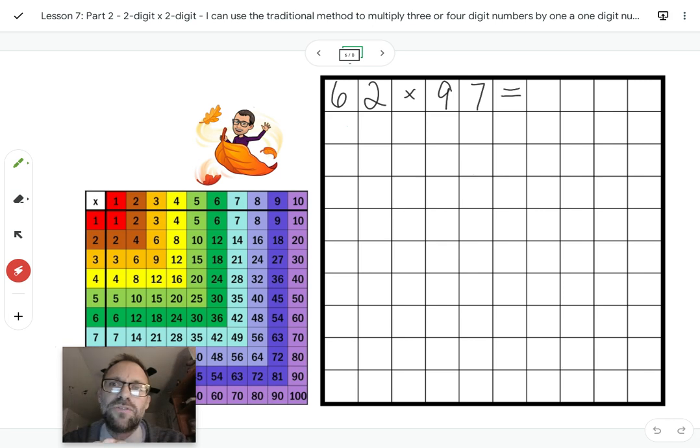What do we have to do first? I'll tell you that. We have to estimate, don't we? How would you estimate? All right, I'll meet you on the other side of this problem with how you think you should estimate this multiplication problem.